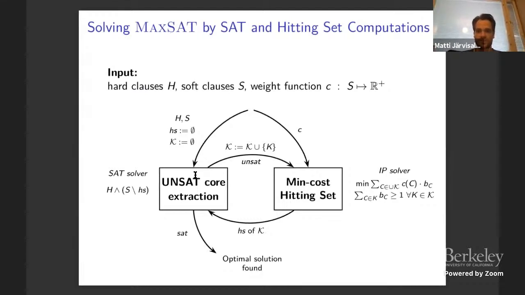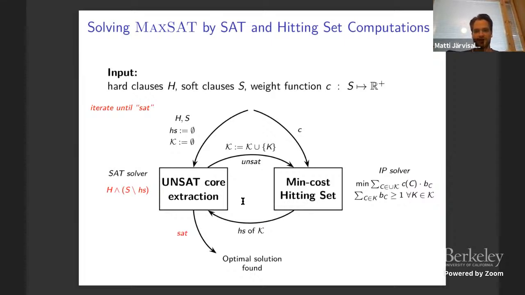Yeah, I like to show this illustration, but this is again how it works. So essentially you give the cost function, so the weights of the soft clauses, to the min cost hitting set, and then you start with no hitting set and no cores. At the first iteration, you essentially just check with the SAT solver if you can satisfy all soft clauses. Typically that tends not to be the case in optimization. So you get a core, you add it to your set of cores, which was still empty. And then you ask for a trivial hitting set of one core. You hit one soft clause, you remove that soft clause from consideration for the next SAT solver call. And you keep on doing this cycle until the SAT solver says SAT and you're at an optimal solution.